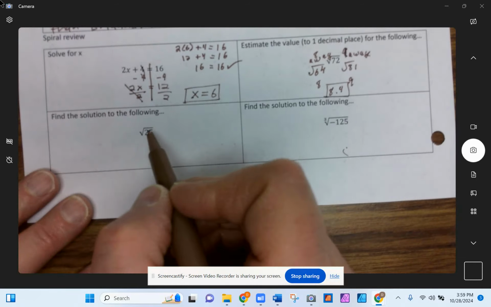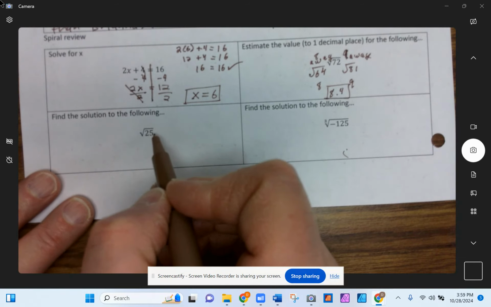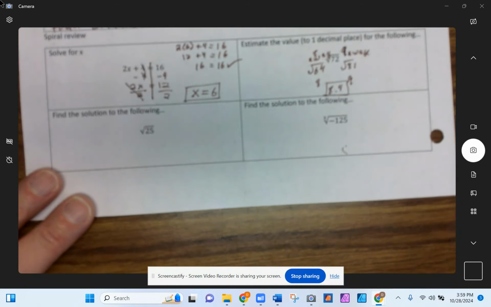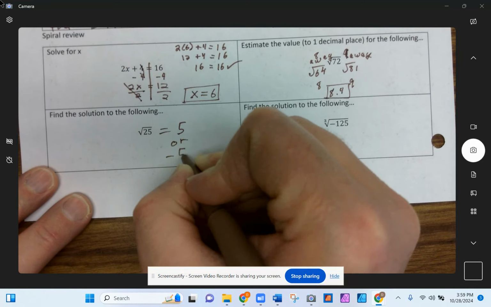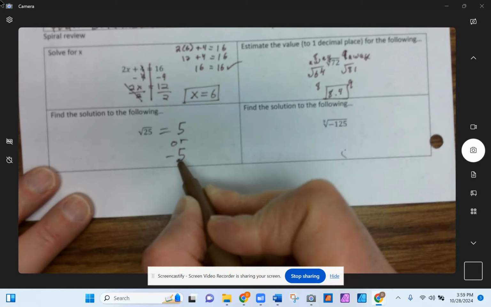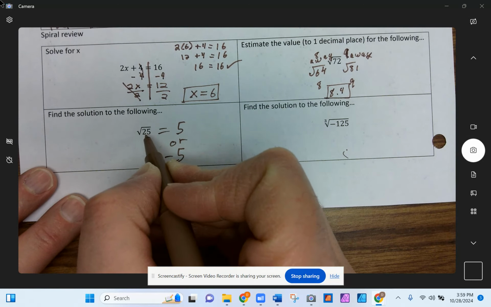Find the solution to the following. If we have a square with an area of 25, the side length of it is going to be 5. However, you could also have -5, because -5 times -5 is also positive 25.